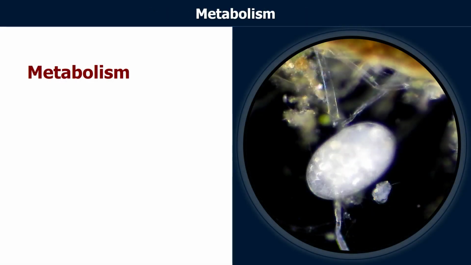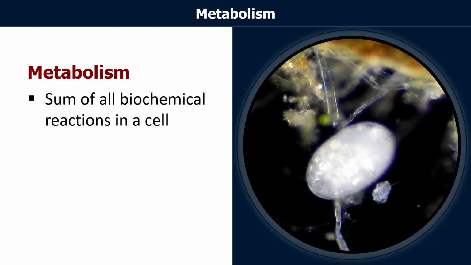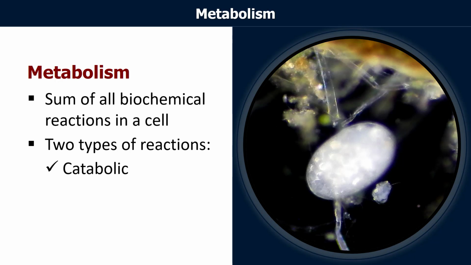We call those processes metabolism. So metabolism is the sum of all the biochemical reactions that are occurring in a cell. And it turns out there are essentially two types of reactions taking place in the cell. They're called catabolic reactions and anabolic reactions. So let's look at these two types of metabolic processes in a little bit more detail.